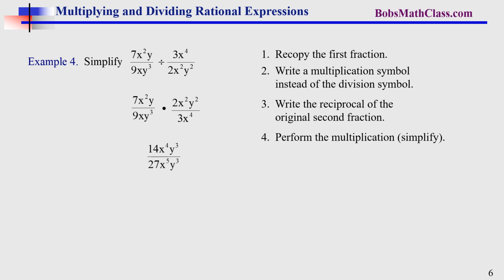Okay, so now we're just going to do that one last step. The x's, there's one more x on the bottom, and then the y's actually cancel. So it's 14 over 27x. Not too bad, right? Okay, this one didn't have any factoring. What makes these problems difficult is just the amount of factoring that goes on. So we got one more example.